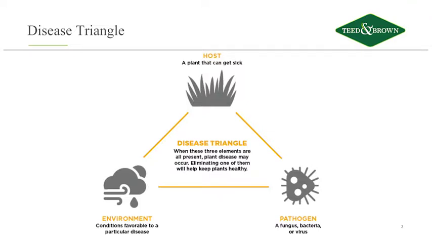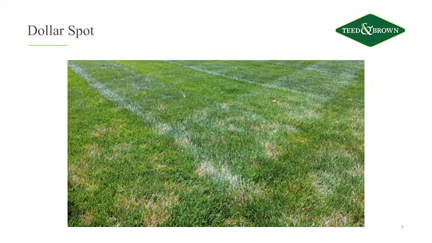So what causes diseases? Well, there have to be three factors present. This is what we call the disease triangle. You need to have a susceptible host. That's a type of grass that's weaker and more susceptible to this problem. You need to have the pathogen. That's the actual fungus itself. And you need the environmental conditions to be just right. Well, recently we've had a lot of really ripe environmental conditions with the heat and humidity combination. So we're seeing things like dollar spot and slime mold.